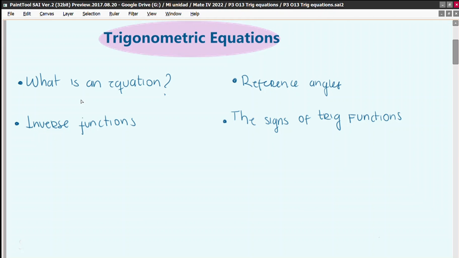First off, what an equation actually is. Remember that an equation is a balance. When we have an equation, we have an equal sign, and what an equation means is that what you have on one side has to be exactly the same thing as what you have on the other side, even though they might look different. But remember, an equation is a balance.